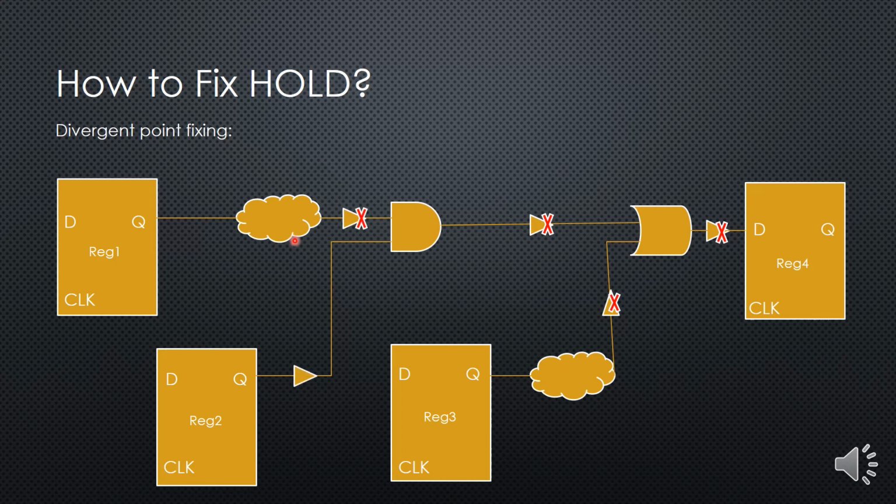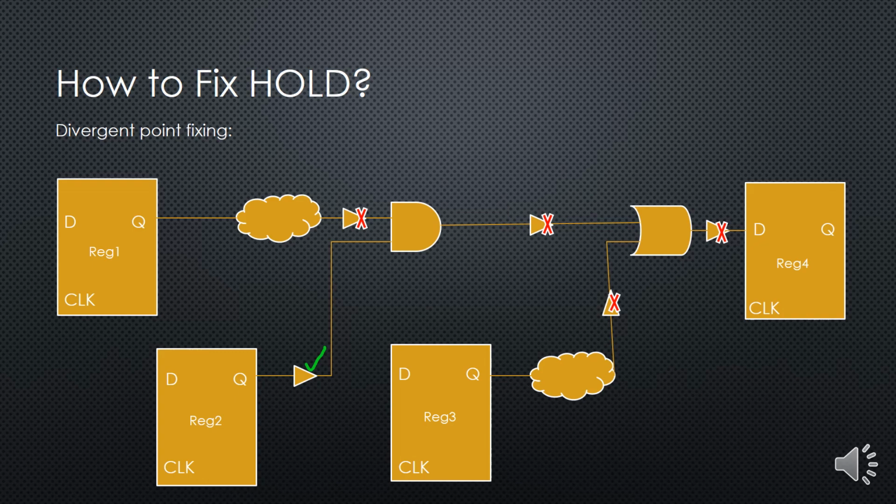So the only option which we have over here is to add it on the second pin of this AND gate. Then it is not going to disturb my setup timing of reg 1 to reg 4, and not only that, it will not disturb my reg 3 to reg 4 setup path. At the same time, if we add the buffers on the second pin of this AND gate, it is going to fix my hold and it is not going to disturb any of my setup timing. So this is another example of my divergent point fixing.